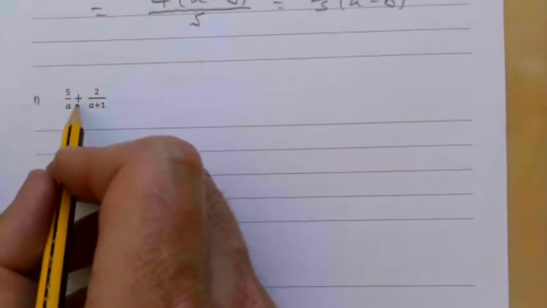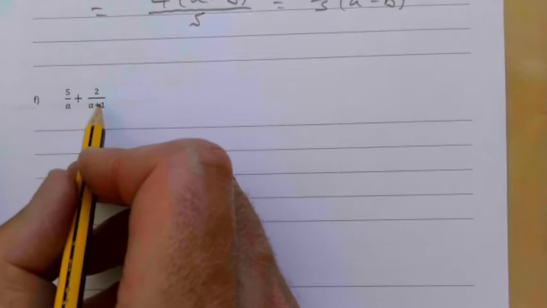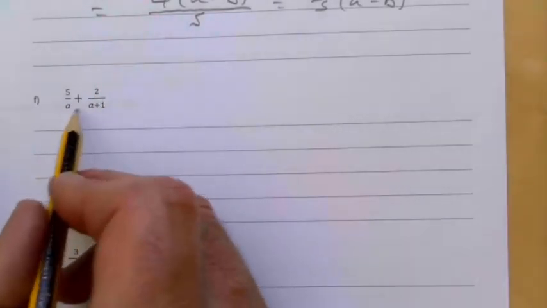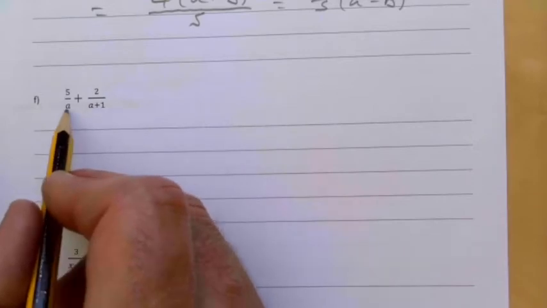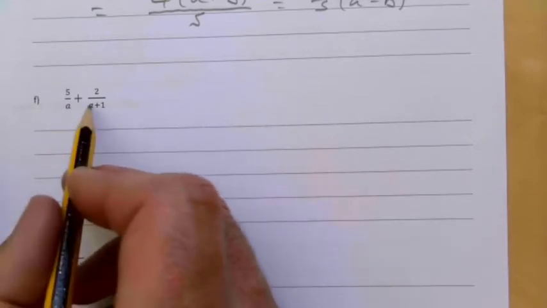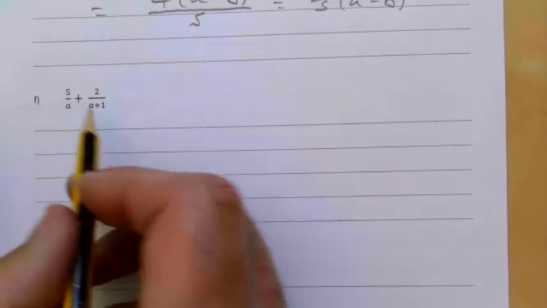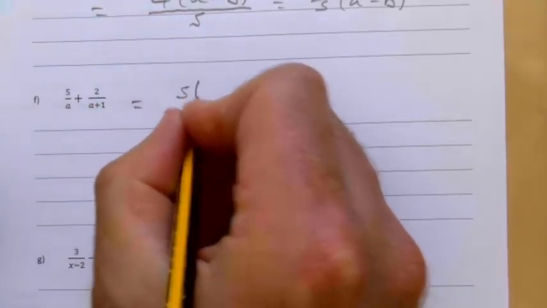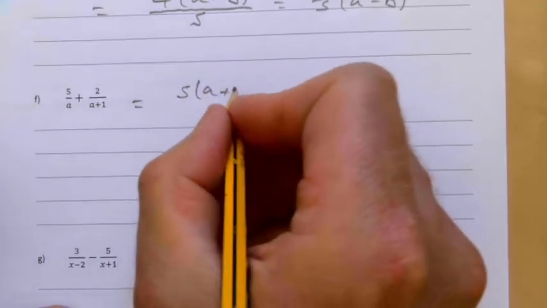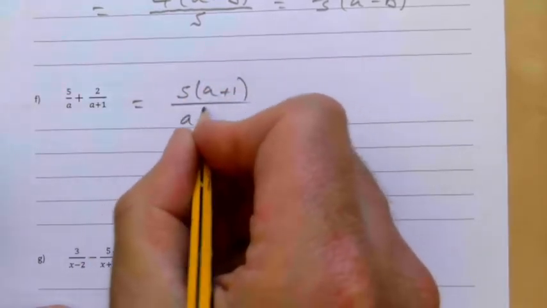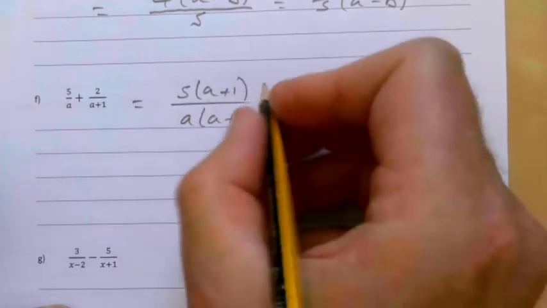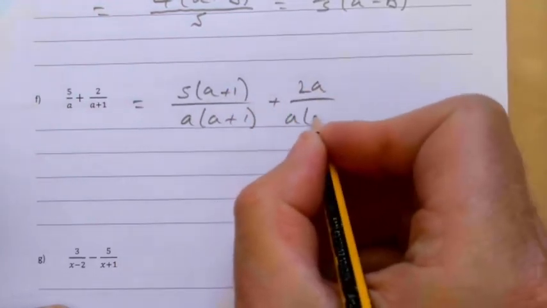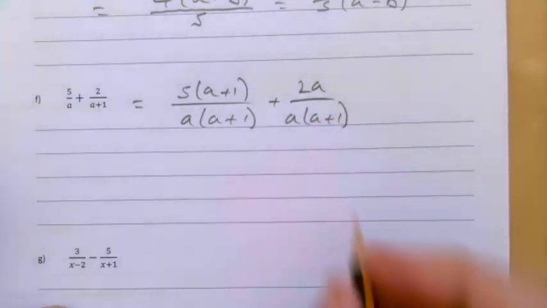Part F, 5 over a plus 2 over a plus 1. This is a weird one here, again we get used to this, but there's no common factor there between a and a plus 1, even though there's nothing I can multiply a by to give me a plus 1. So we just need to multiply top and bottom of this one by a plus 1, top and bottom of this one by a. So it's going to be 5 upon a plus 1 all over a upon a plus 1, plus 2a plus 1. I hope you see what I've done there.